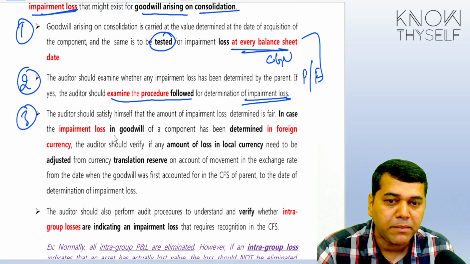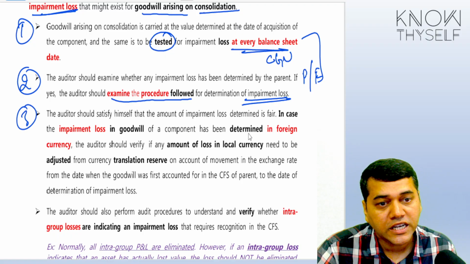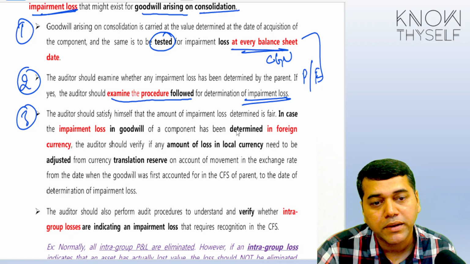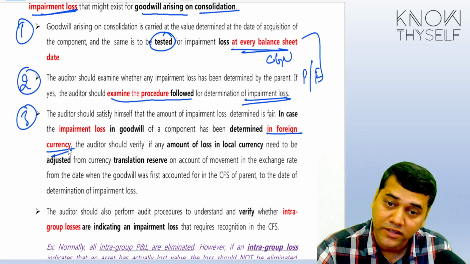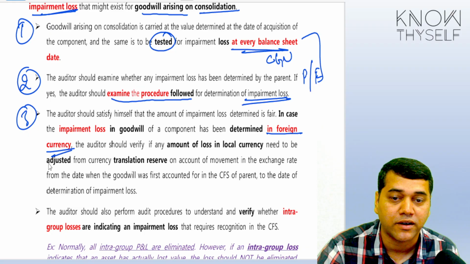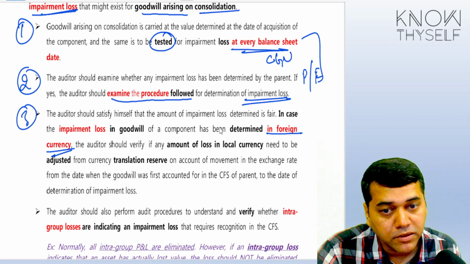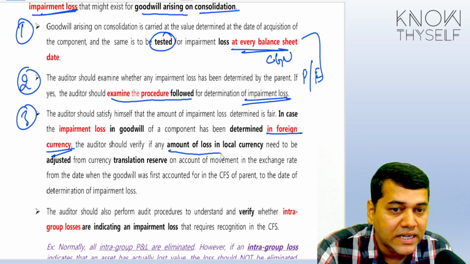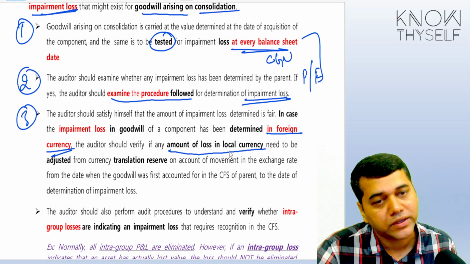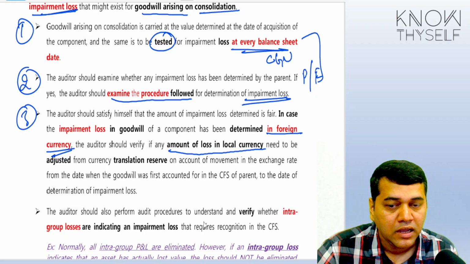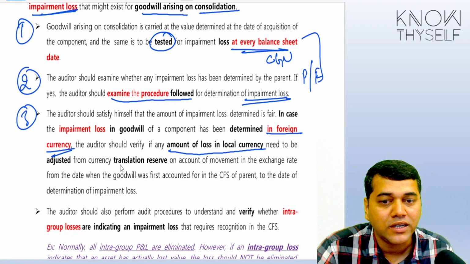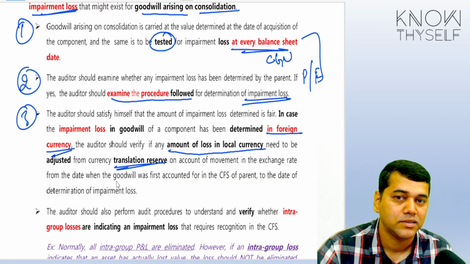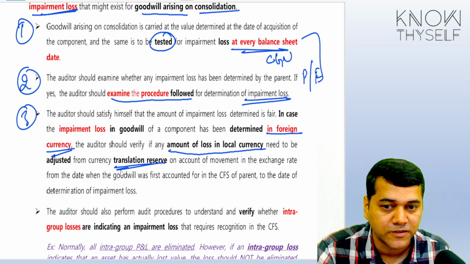Third, impairment loss in goodwill, in case the impairment loss is determined based on foreign currency. Okay, this problem is also there in your FR. If the impairment loss in goodwill happens in foreign currency, the amount should be translated into local currency. Obviously, translation has to happen, and the difference should be adjusted to the translation reserve. Point number 3, this is your special consideration.